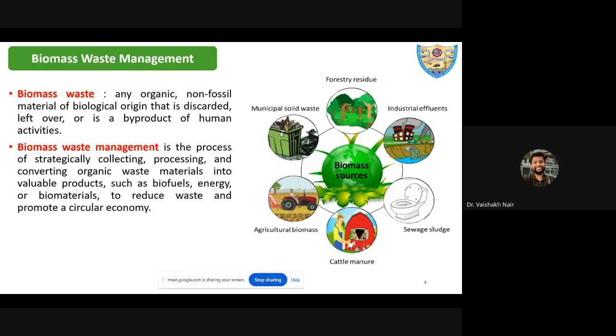If you concentrate further on the biomass sources, you will see some of them are very much urban related. For example, urban and industrial related: municipal solid waste, industrial effluents, sewage waste. You can see that there are similarities in the waste they generate, the techniques used, and where their final application will be. So these are three things.